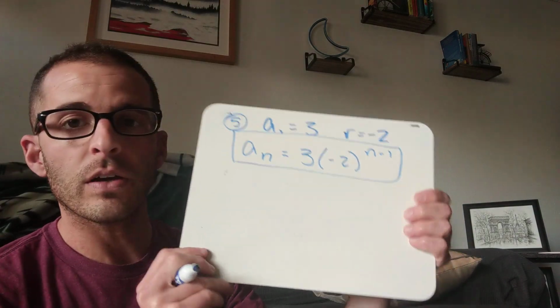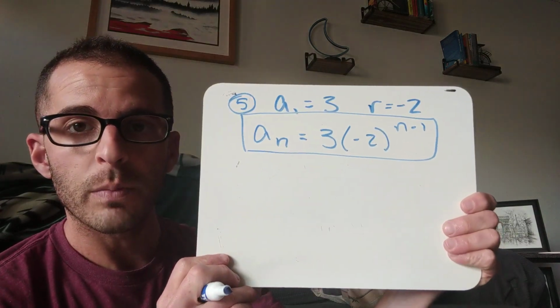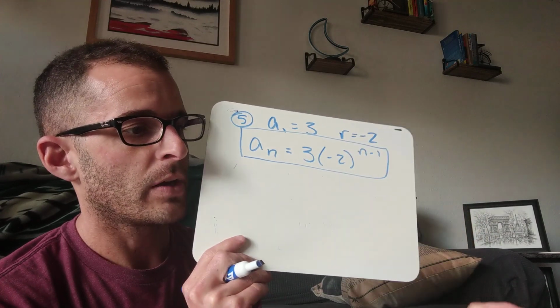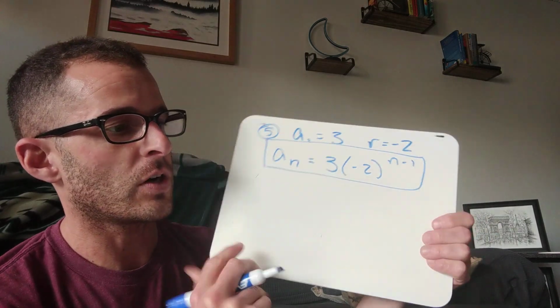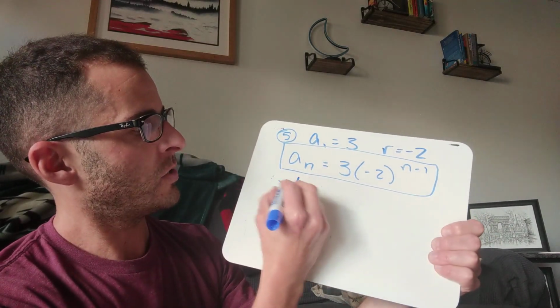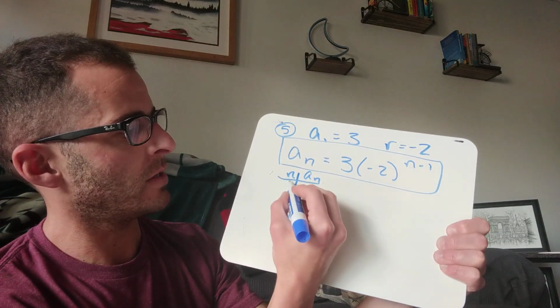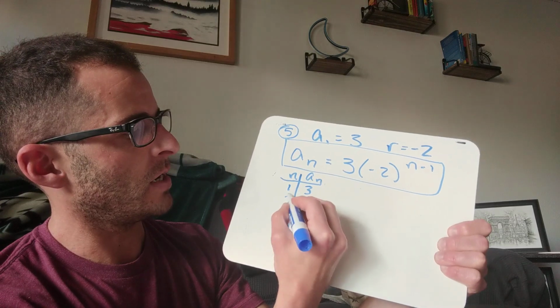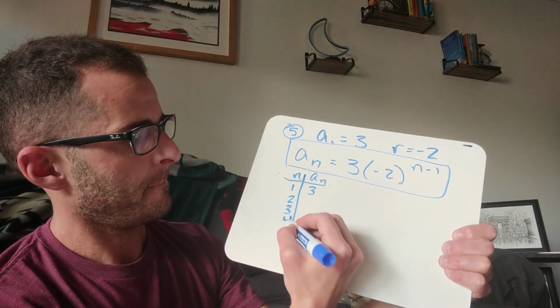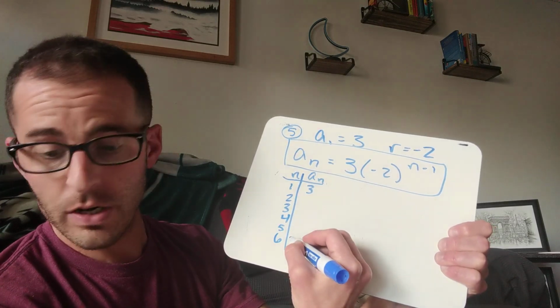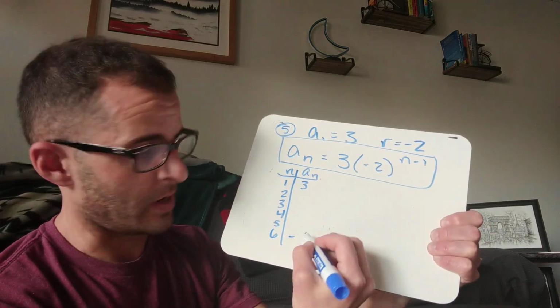As far as graphing goes, I'll let you graph, but we can do a t-chart together. So it says to graph the first 6 terms of the sequence. So the n will be our x-axis, and a sub n will be our y-axis. The first term is 3. And we know the sixth term is negative 96.